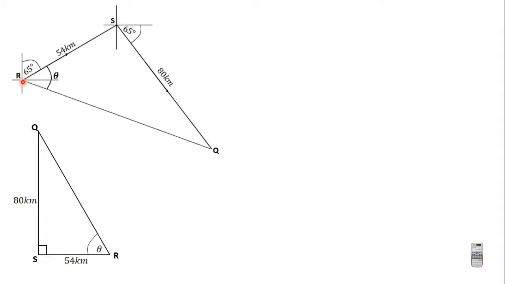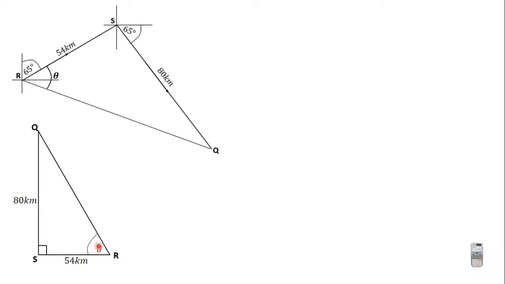Now look at something. You can see that theta is the angle formed at pot R. So here the angle at pot R is also theta. I want to find the value of theta. Considering the angle theta, you can see that 80 kilometers is opposite to theta, 54 kilometers is adjacent to theta.